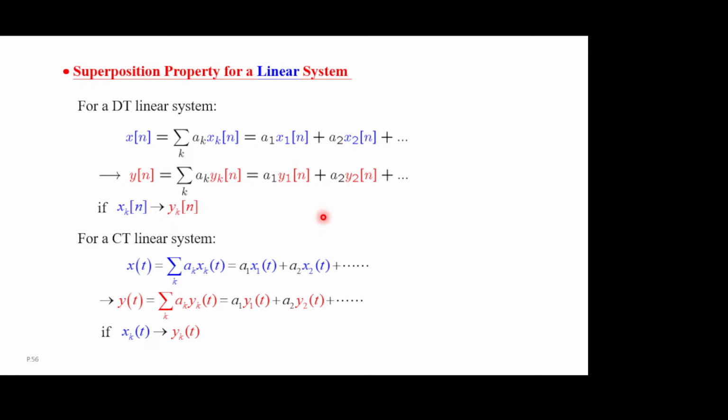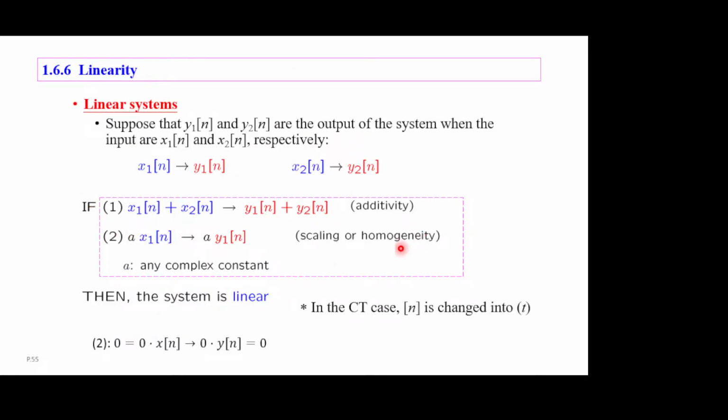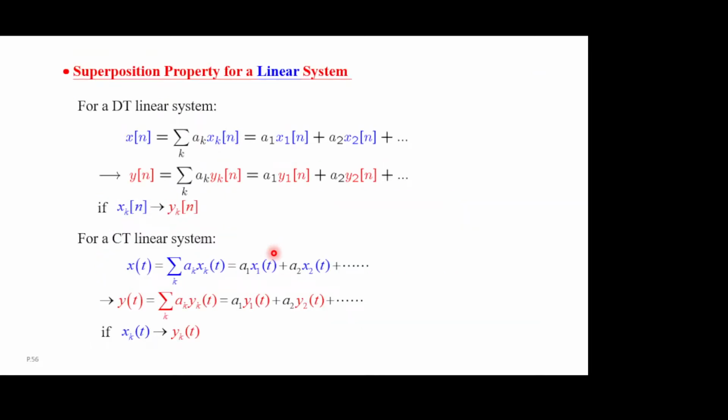system. As we said, for a linear system we have those two properties. Additivity means that when you add your inputs together, you should have the corresponding outputs adding together. Scaling, or homogeneity, means that when you multiply your input by a constant, you should also multiply your output by a constant. If you pair those two properties together, then you can decompose your input into a linear combination of some functions you like.